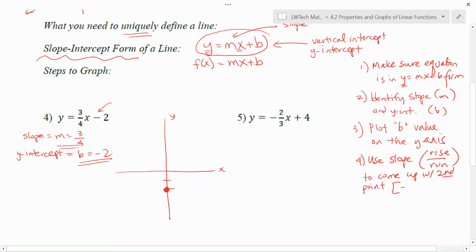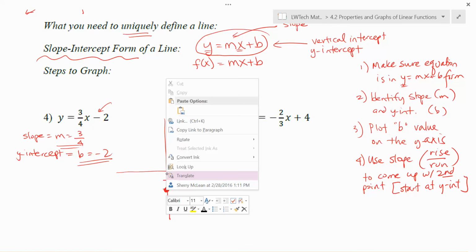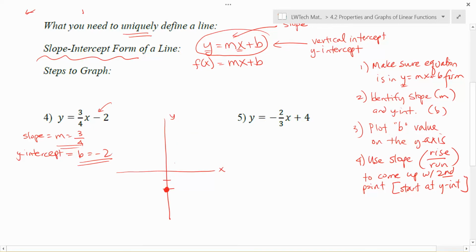Now, what's really important here is you have to start at the y-intercept that you already have. That's your starting point because I know it's on the graph. So here's my y equals -2. For my slope of 3/4, I'm going to go up 3, so up 1, 2, 3.